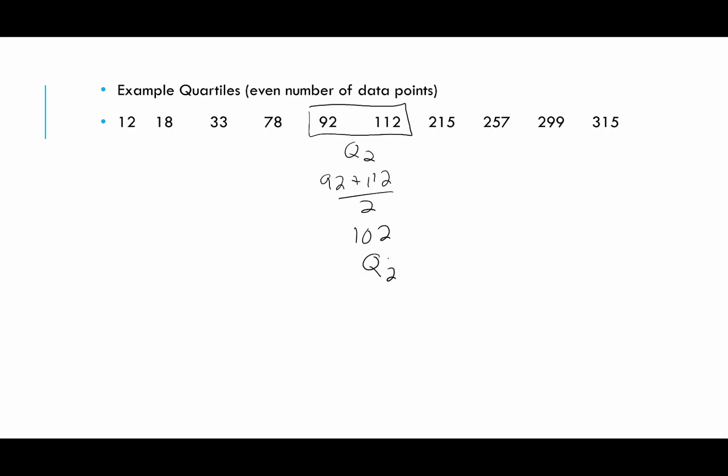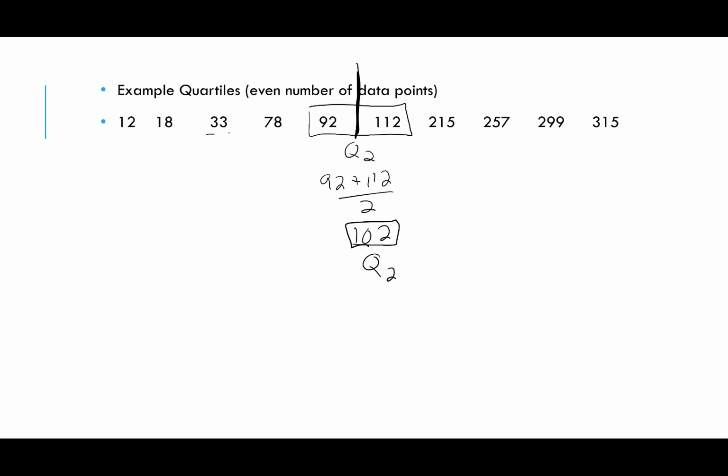Now this time, when I go to do Q1, I'm going to split. So here's me splitting the data points, and I have 1, 2, 3, 4, 5 below this 102 value, and I have 1, 2, 3, 4, 5 values above the 102 value.